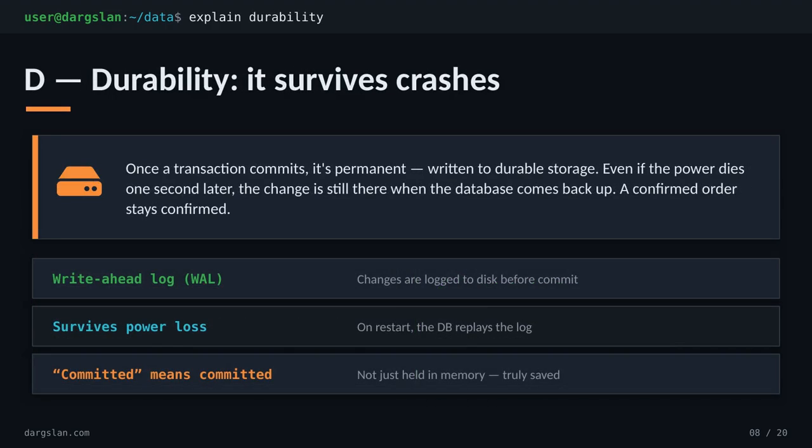And finally, D, durability. Once the database tells you committed, that promise has to hold even if the server loses power 1 second later. The trick is the write-ahead log. Every change is written to disk before commit is acknowledged. So when the machine boots back up, it replays the log and your data is right where you left it. Committed really does mean committed, not just sitting in memory waiting to vanish.